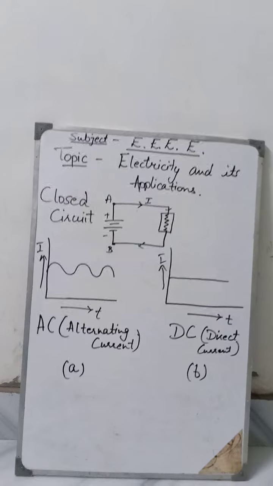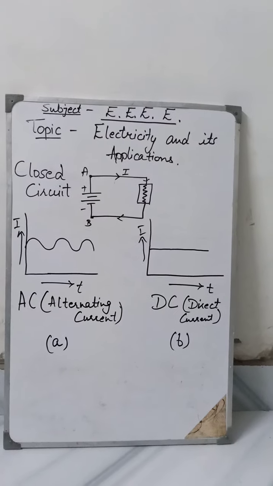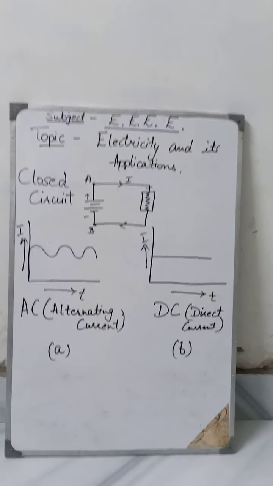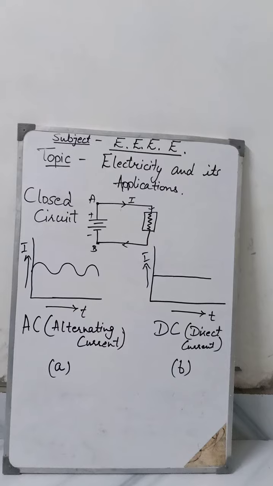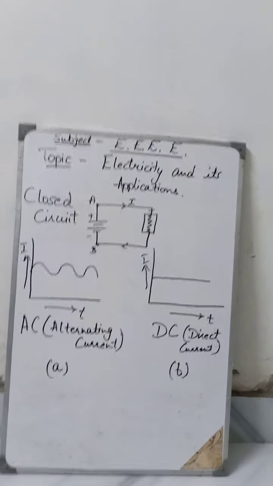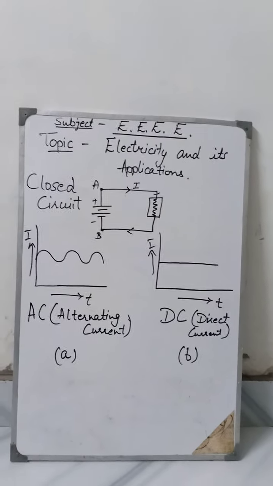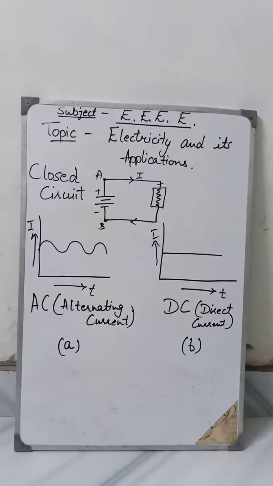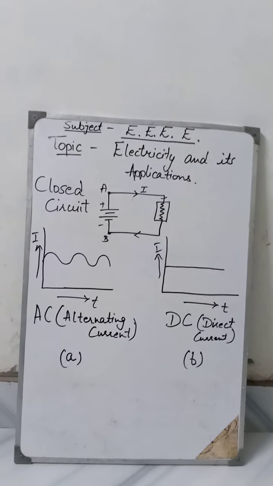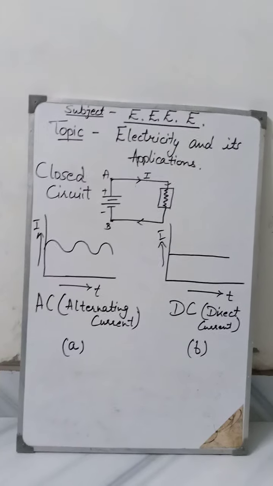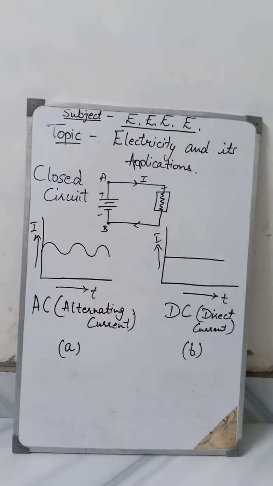Next point is the cost of generation in AC is less, whereas in DC is more. The cost of generation in DC is more in comparison to AC. Fourth point is alternating voltage can be increased or decreased easily with the help of transformers. We can use step up transformer and step down transformers, and we can change the voltage accordingly our needs, which is called step up and step down of the voltage. DC voltage or direct voltage cannot be increased or decreased easily.